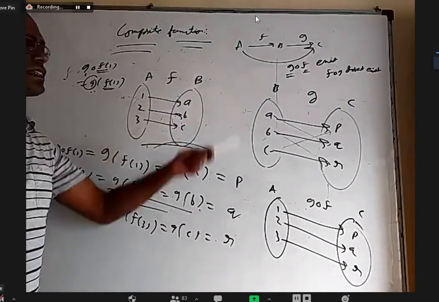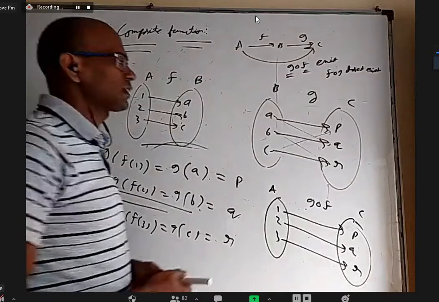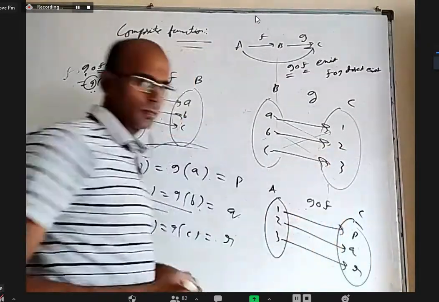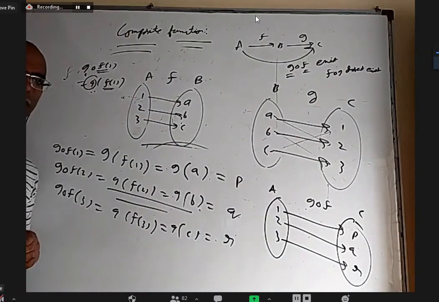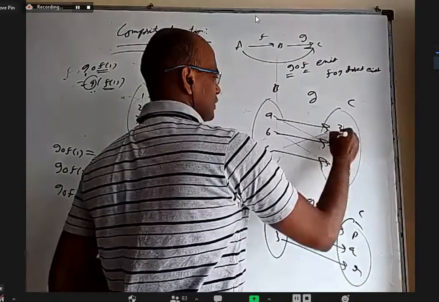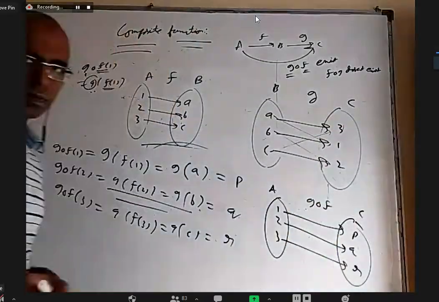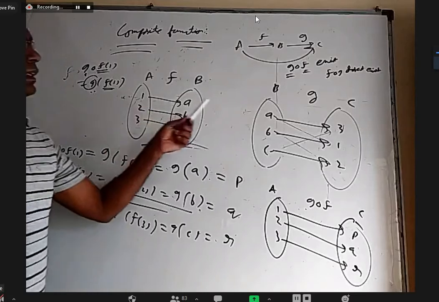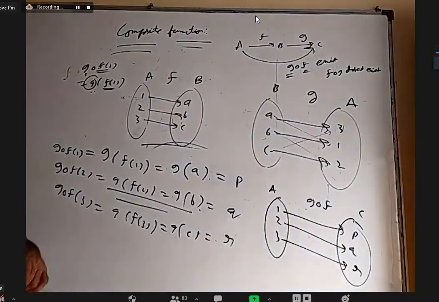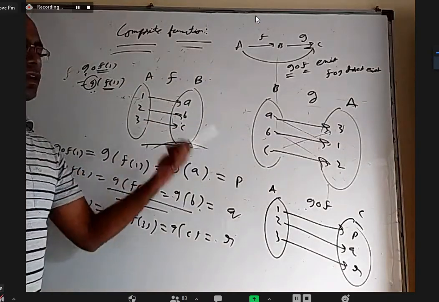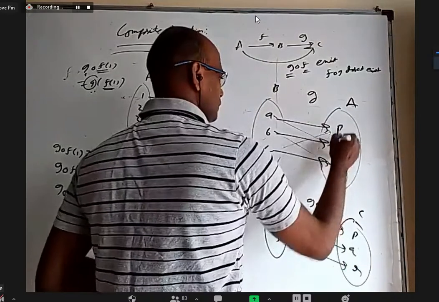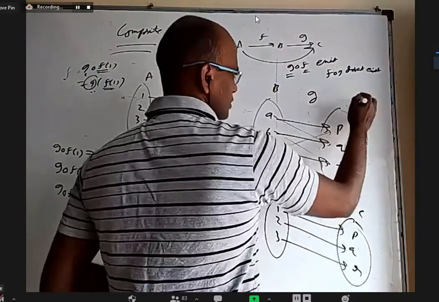Sometimes both F circle G and G circle F are possible. For example, set C, if I remove it and write 1, 2, 3. I can change the numbers if you want. I can write 3 here, 1 here, 2 here, doesn't matter. Then it's not actually C now, it is A only. So I can talk about F circle G, or I can also talk about G circle F. Okay, we'll see that a little later. So P, Q, R.